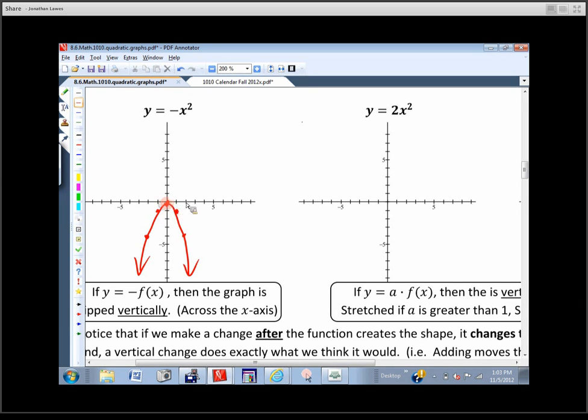Okay, again, it's always from the vertex. Over 2, down 2 squared. Back 1, down 1 squared. Back 2, down 2 squared. So this point right here is 2, negative 4. Whoops. 1, negative 1. 0, 0. Negative 1, negative 1. And negative 2, negative 4. And if you wanted to plug those into the original function, they'd work. They would make it true.